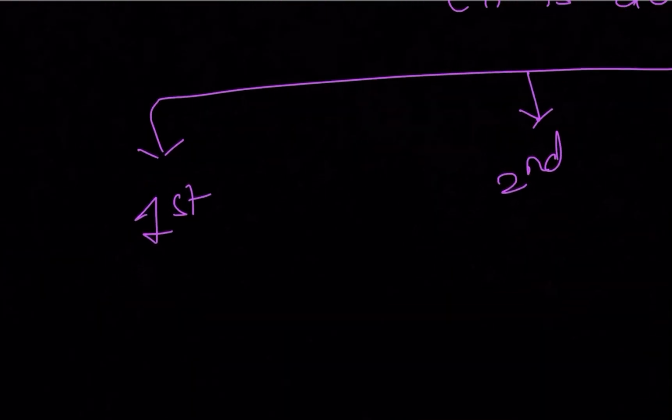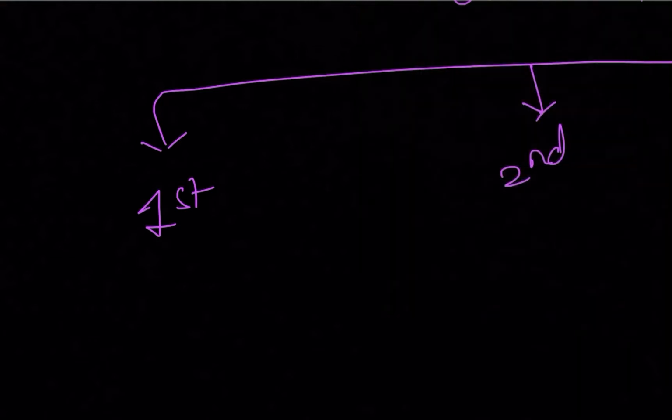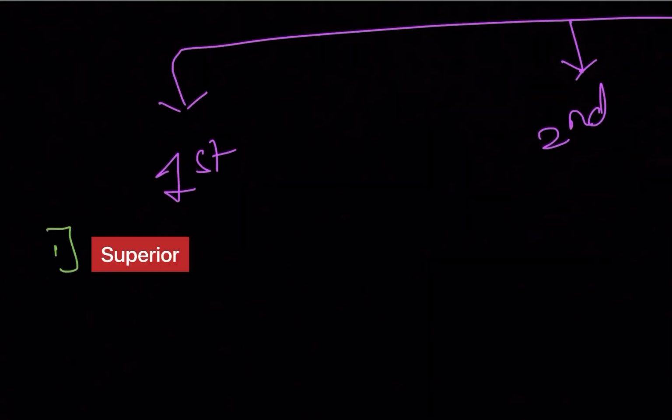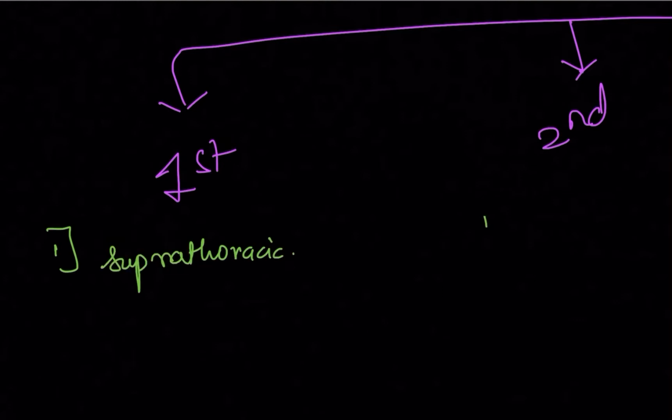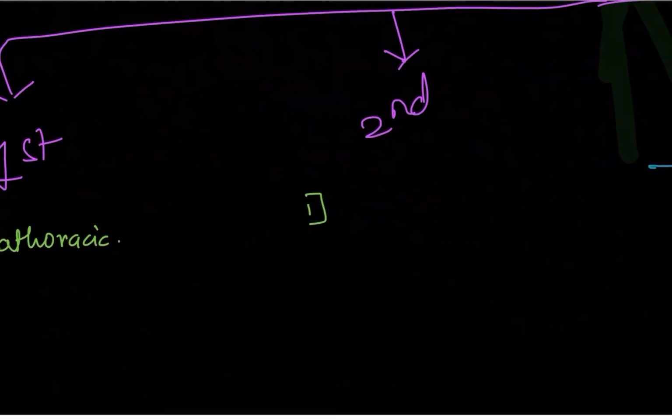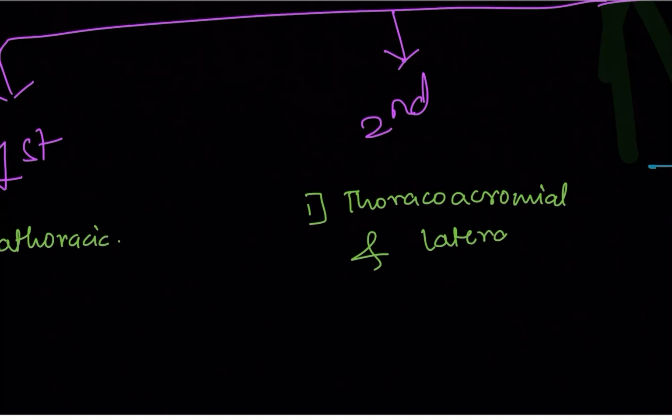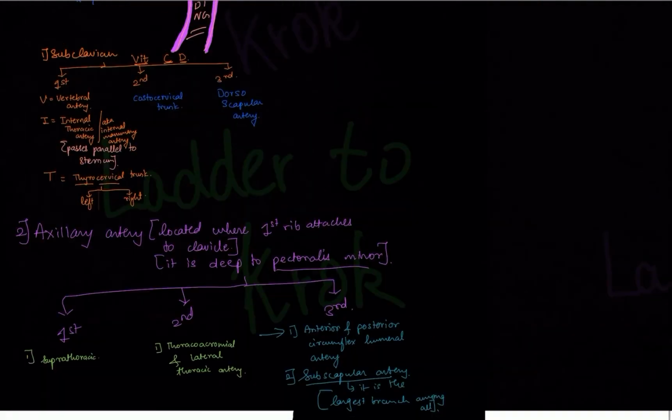First and second, just so you know, I am writing. The first is the suprathoracic artery. And in the second division comes the thoracoacromial and lateral thoracic artery. Okay, but which one do you have to remember? The main one is the third branch. Remember that third division for sure for axillary.